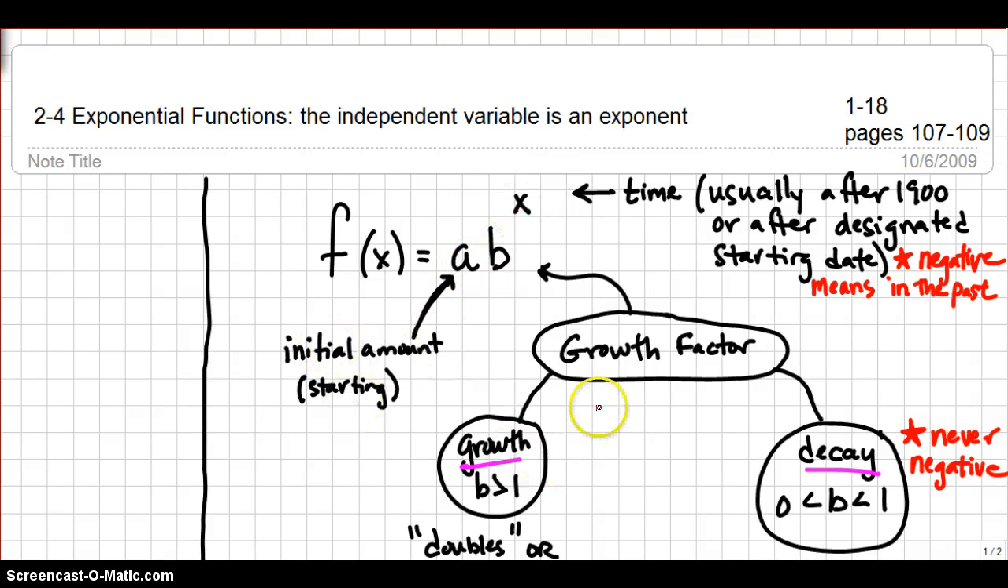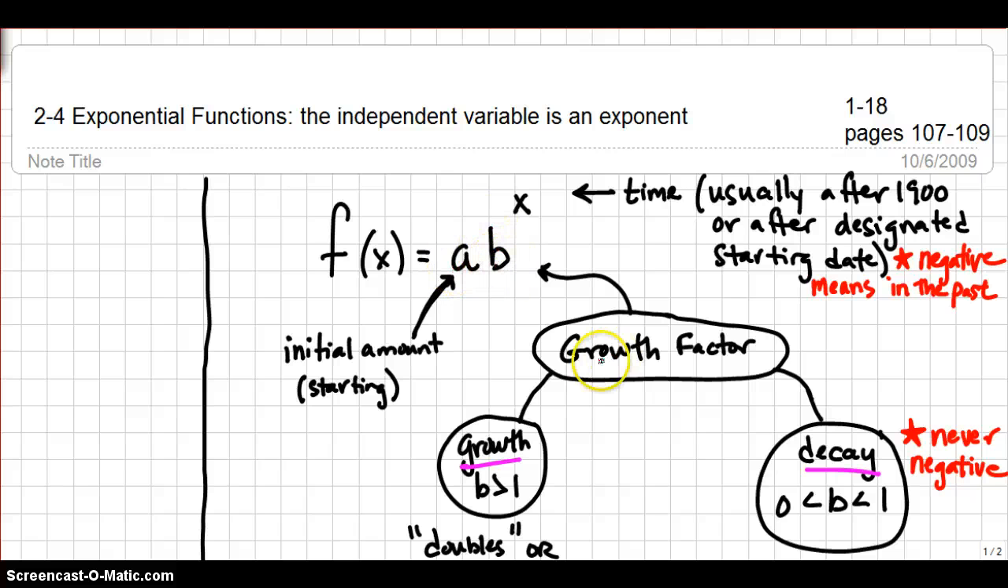As students first look at the notes here, it may seem a little bit overwhelming, but it's simply three parts that they need to worry about. The first part is the number that doesn't have the exponent with it. It is considered the initial amount, or another way of saying that is the starting amount. Typically that number will be a population or a beginning balance in an account.